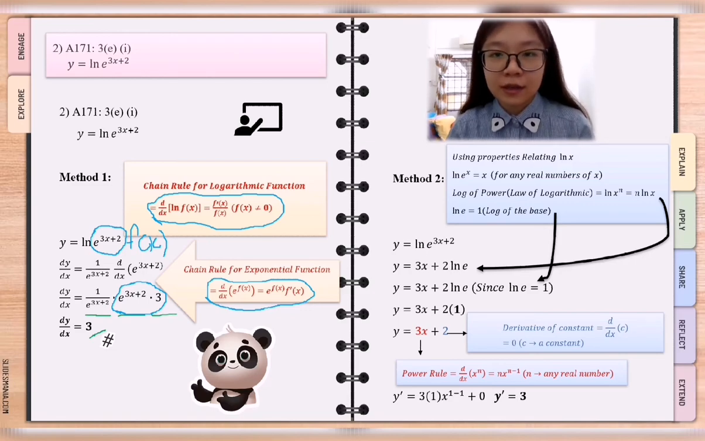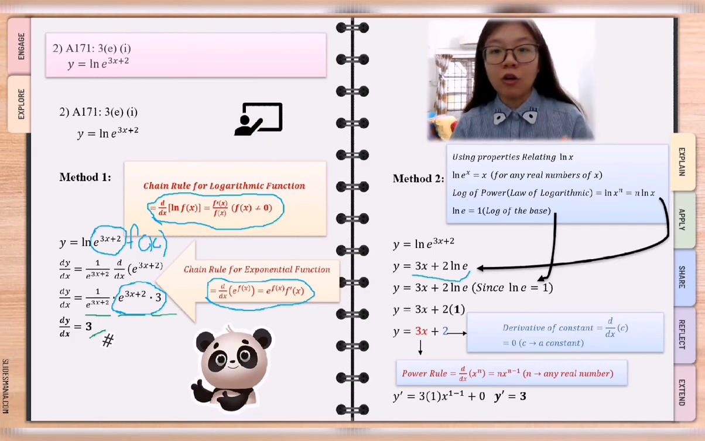So in this question, y equal to ln e power of 3x plus 2, I move the power of 3x plus 2 to the front and it becomes like this. As I apply the log of the power, then since ln e is equal to 1 by using the log of the base, then we just have 3x plus 2.